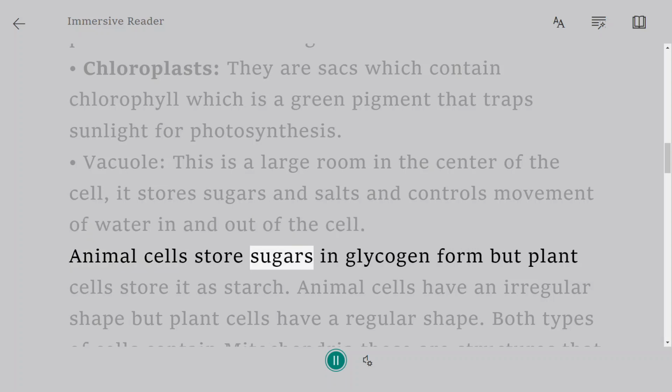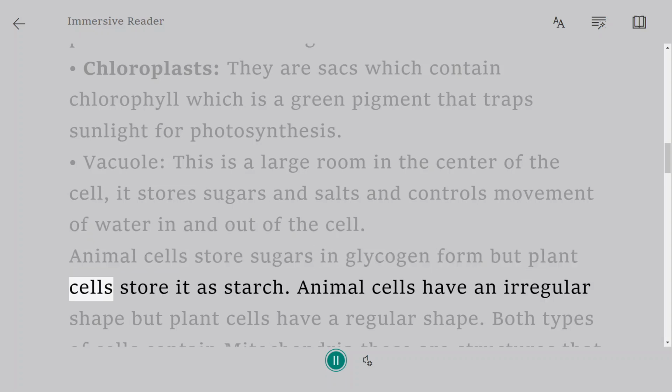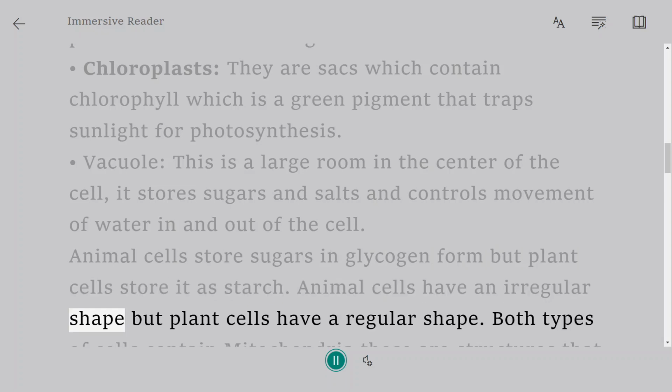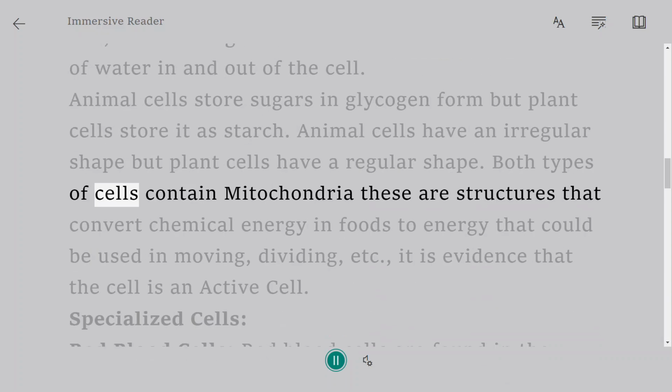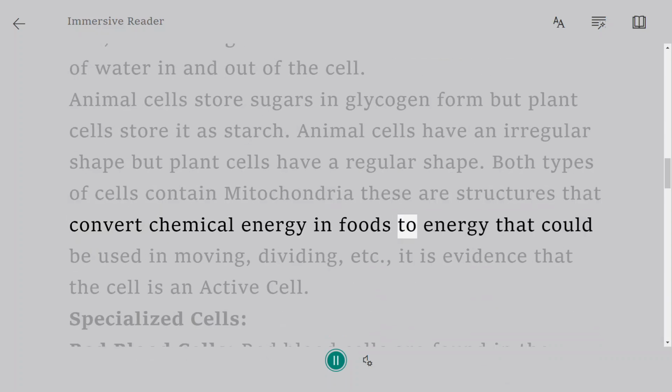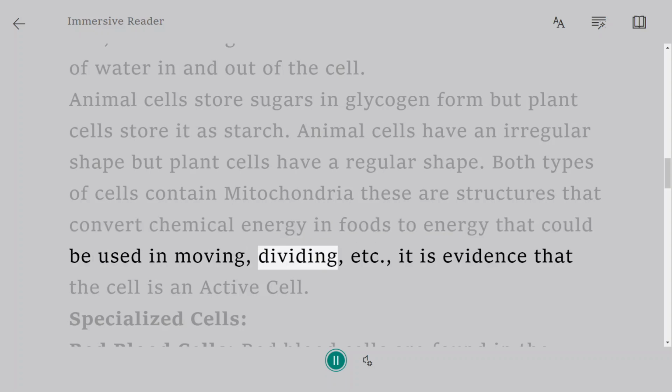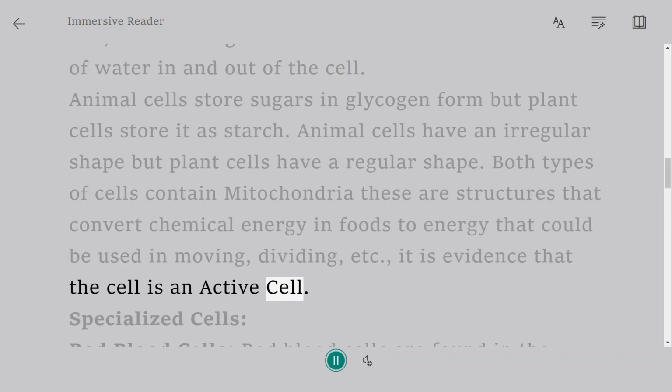Animal cells store sugars in glycogen form, but plant cells store it as starch. Animal cells have an irregular shape, but plant cells have a regular shape. Both types of cells contain mitochondria. These are structures that convert chemical energy in foods to energy that can be used in moving, dividing, etc. It is evidence that the cell is an active cell.